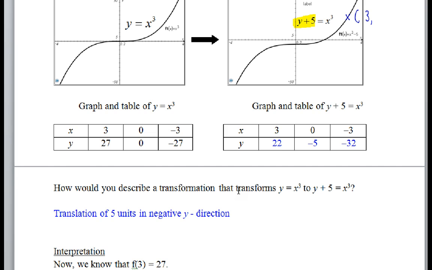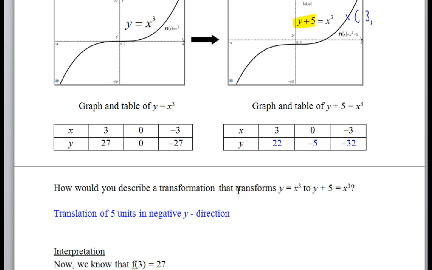Which means all the points here will have their y coordinates subtracted by 5. So therefore, the whole graph is translated 5 units in the negative y direction.